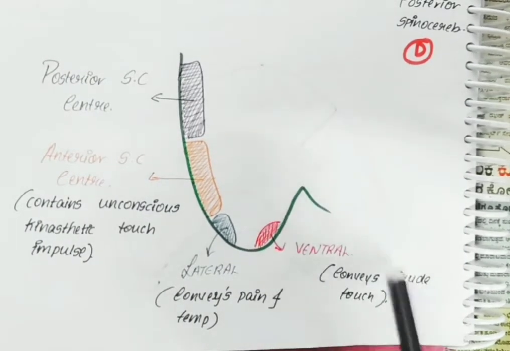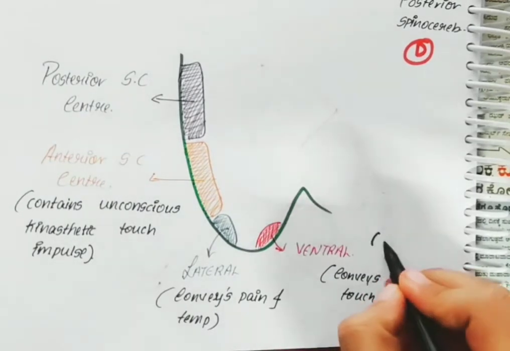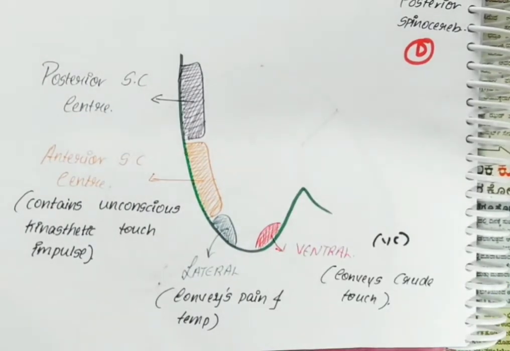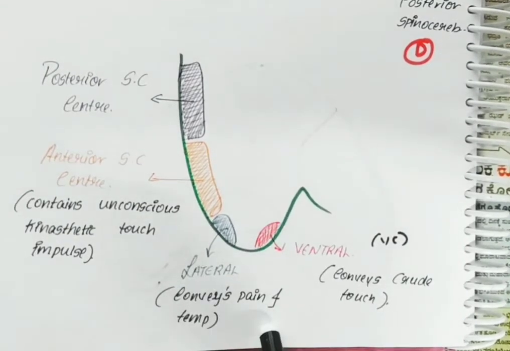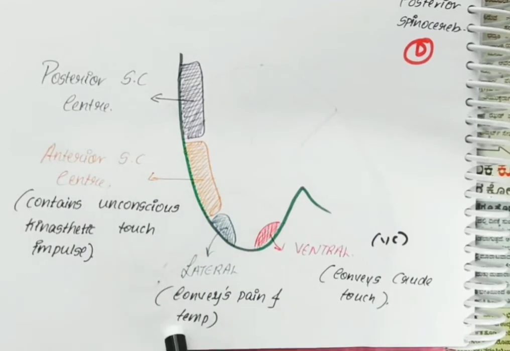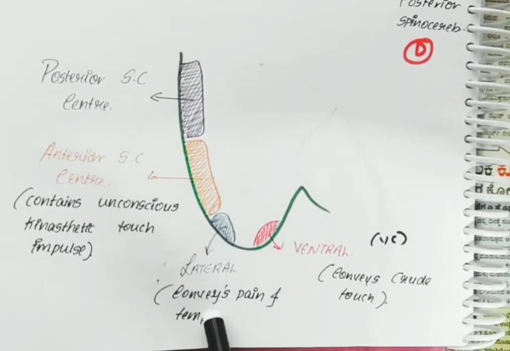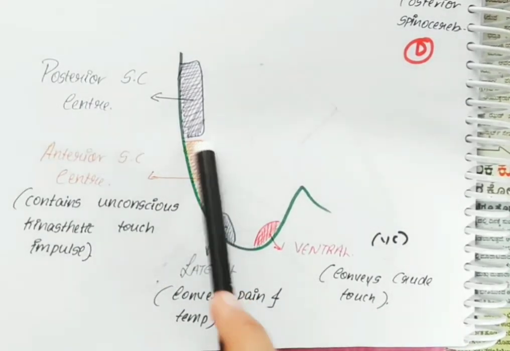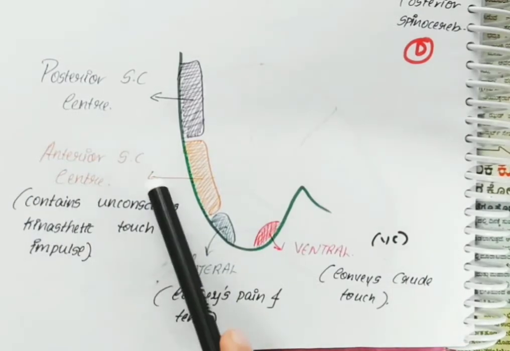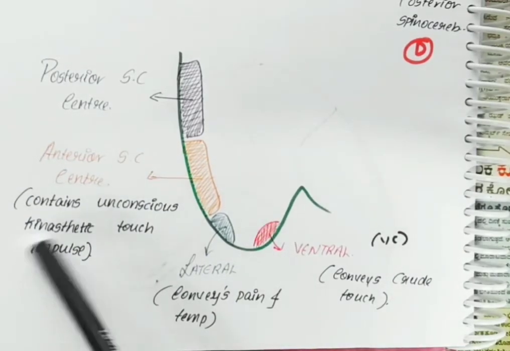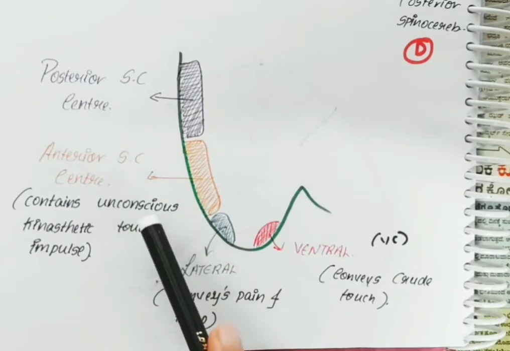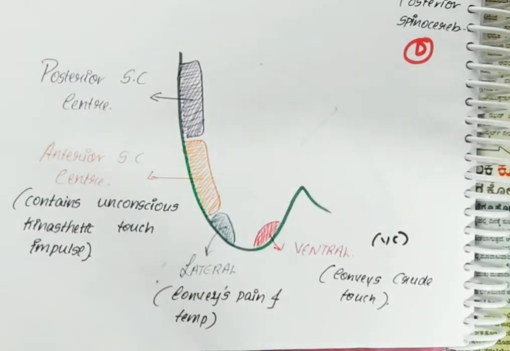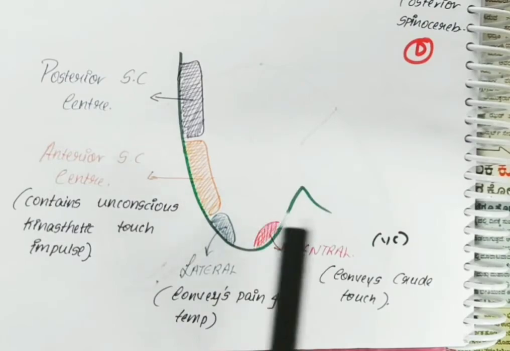Ventral VC, Vice Chancellor. So remember it as VC. VC is mainly meant for crude touch. LP, Louis Philippe. So LP is lateral, which conveys pain and temperature, whereas the anterior spinocerebellar tract contains the unconscious kinesthetic impulses. Kinesthetic is nothing but movement with the sensation of the movements. So this was about the third diagram.